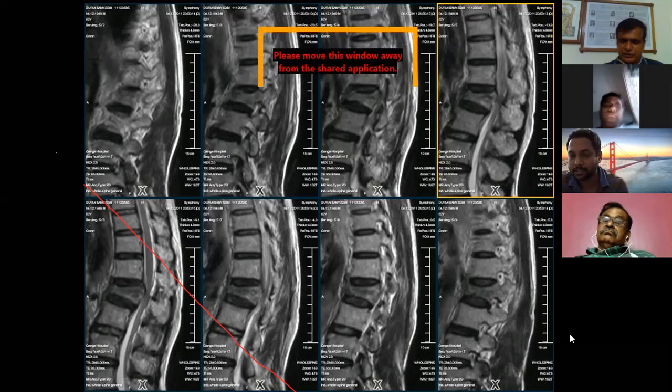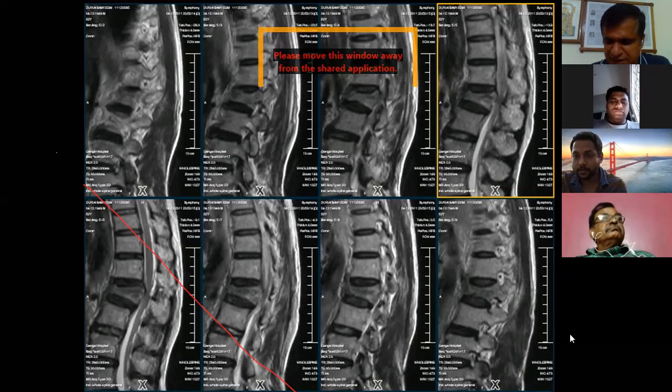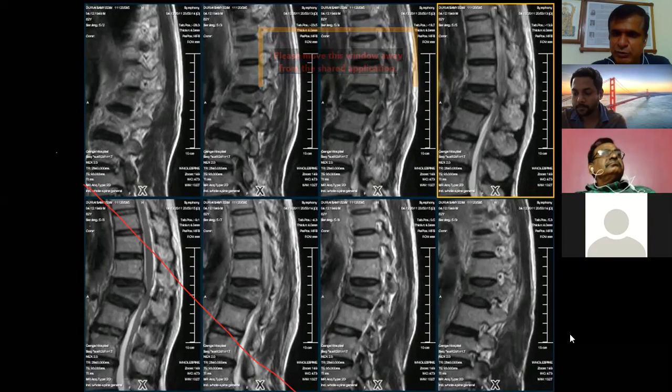This is a tuberculosis spine. So what if the patient is having tuberculosis spine? There are certain criteria for surgery. When the patient is not comfortable, the pain is persisting, when the patient is having neurological deficit, or there is kyphosis, then you have to go for surgery.